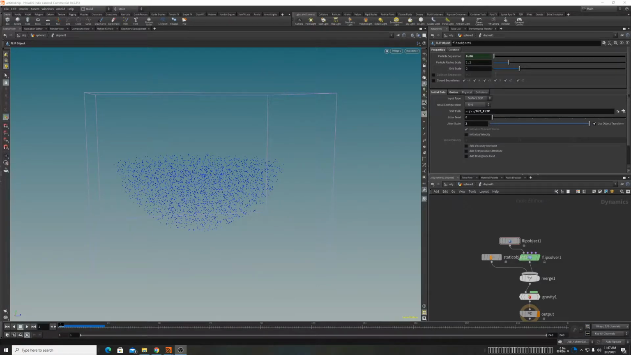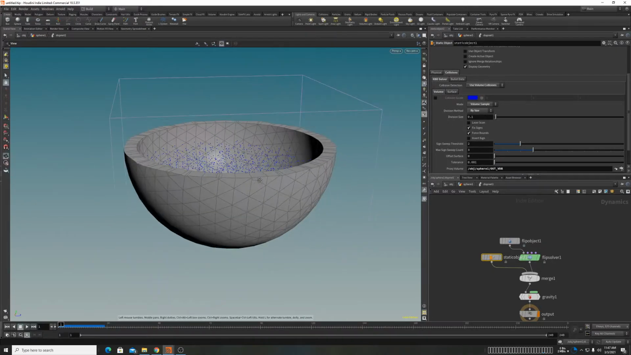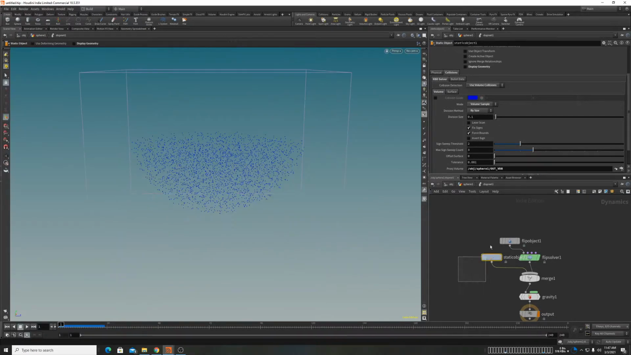Hey guys, so as a junior artist, I run into this problem a lot where I'm doing a flip sim, and just to show what I have, I have a bowl of water, right? And if I were to press play, that water kind of disappears. The particles collide in on themselves, and I lose all of that liquid in my cup, right? Which obviously isn't right.